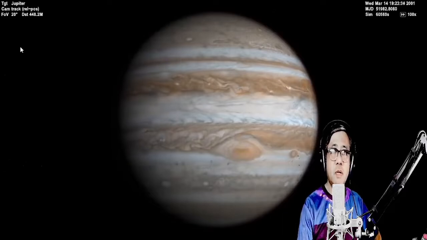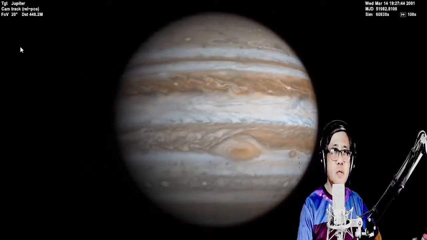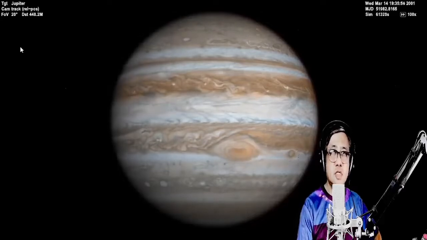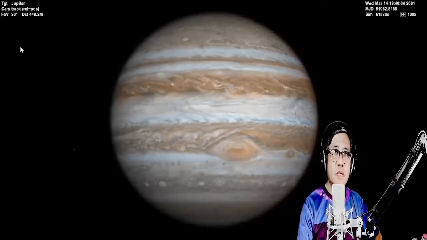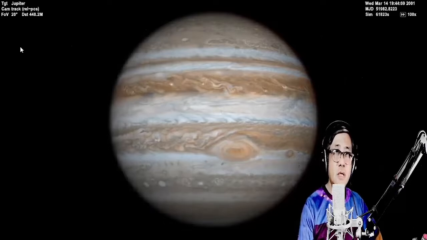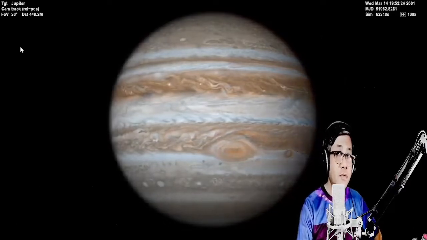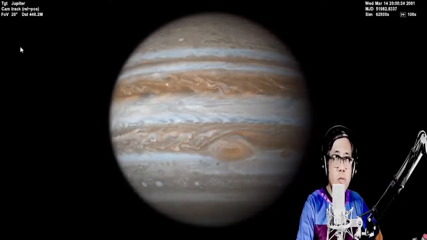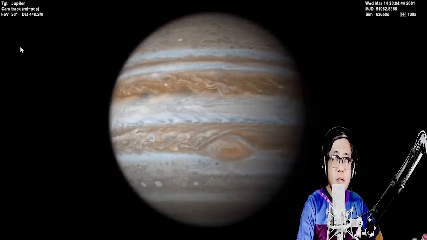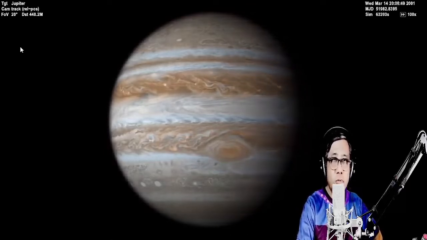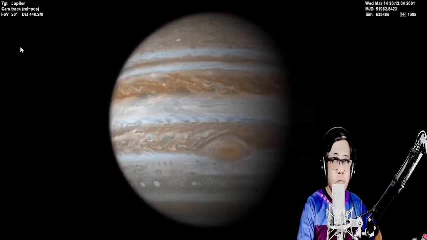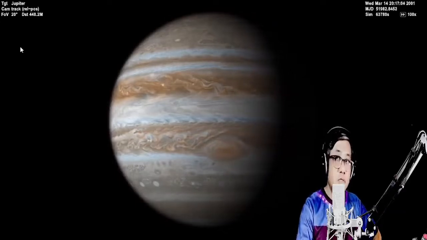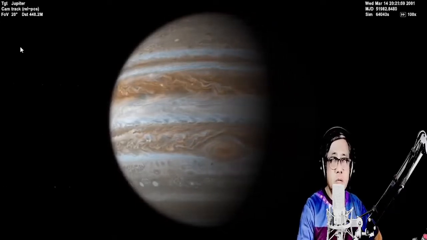Nakikita nyo ngayon on screen is the Great Red Spot, which is believed to be a cyclonic storm, a giant cyclonic storm. Kitang-kita yung dalawang equatorial bands ng Jupiter, kitang-kita yan po even in a small telescope. Kitang-kita yung north equatorial belt and south equatorial belt. And nasa south equatorial belt yung Great Red Spot, again, which is believed by astronomers to be a cyclonic storm.